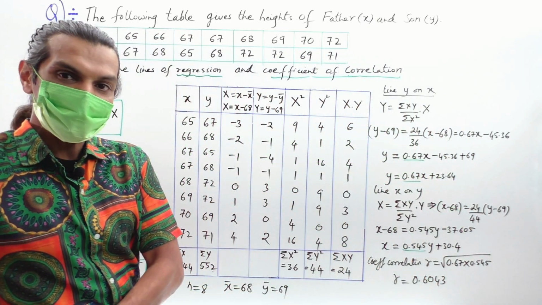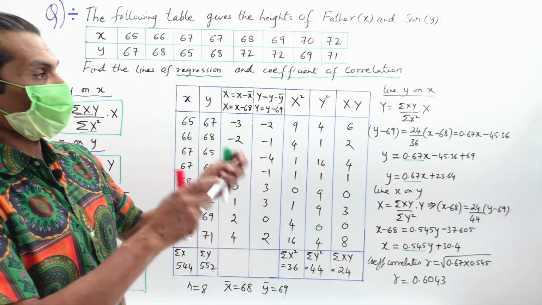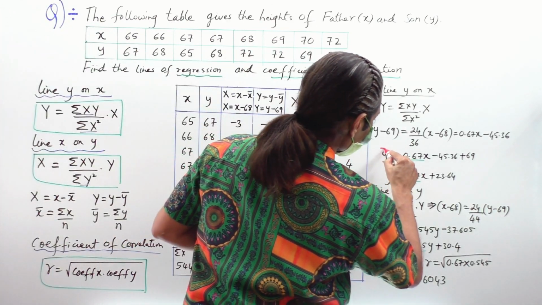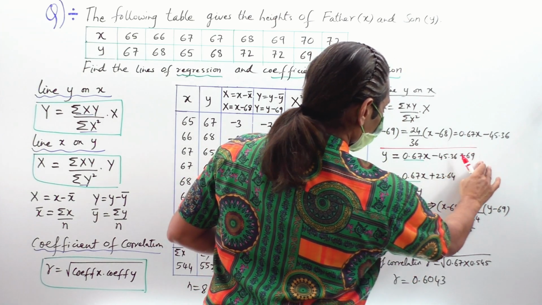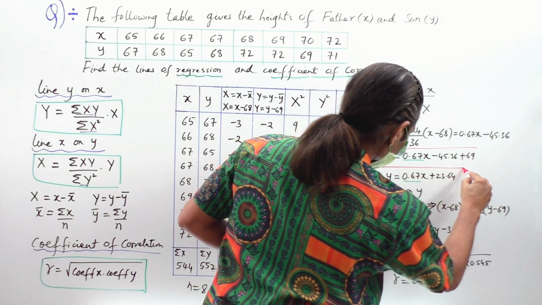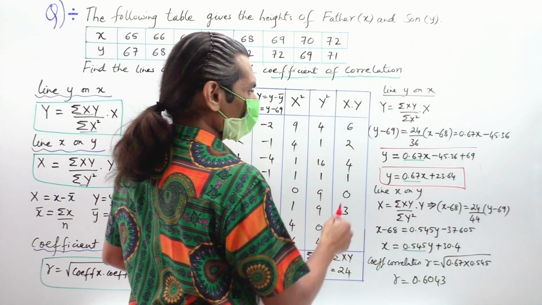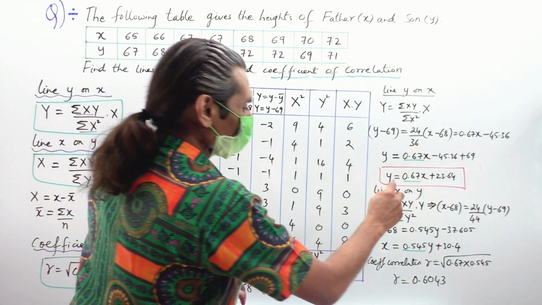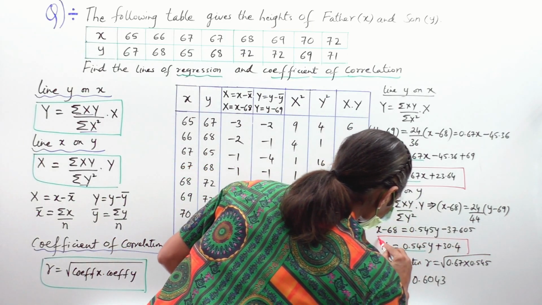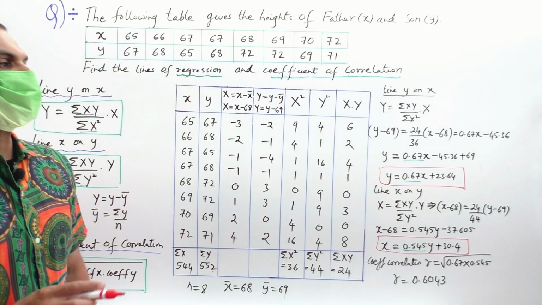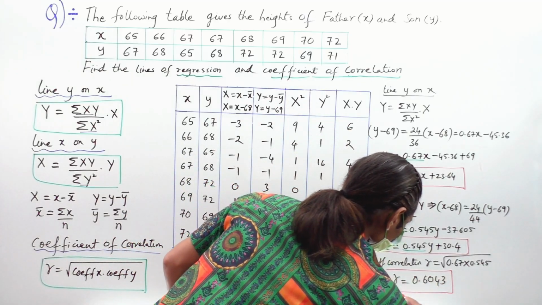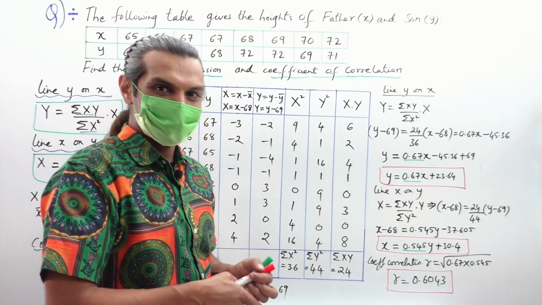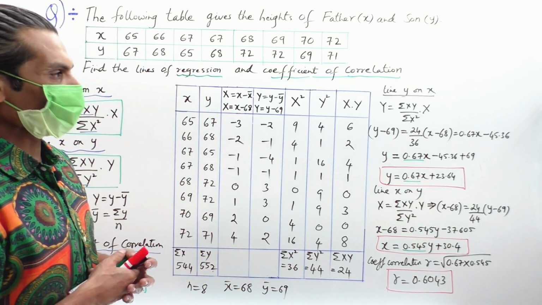Okay. So this is how we solve it. So now see, we have the two lines of regression. Line y on x is given by y is equal to 0.67x plus 23.64, and the line x on y is x is equal to 0.545y plus 30.4, and the coefficient of correlation is r is equal to 0.6043. That's the solution. This is how it is done. Okay, I hope you clearly understood.